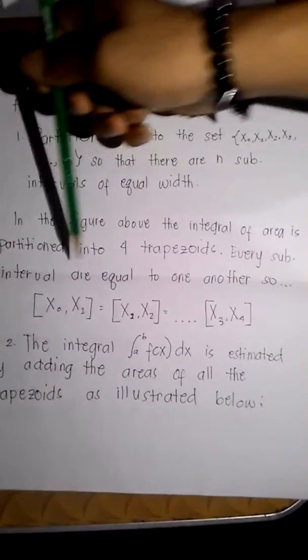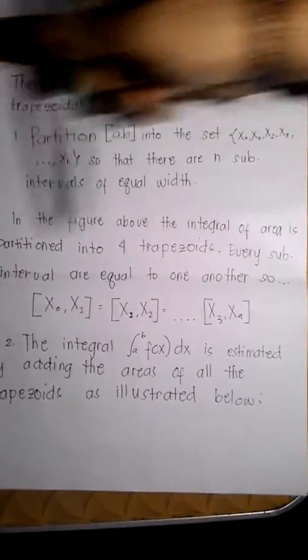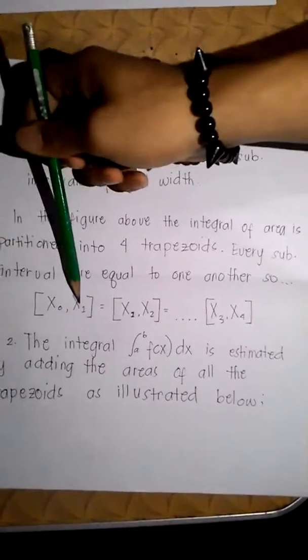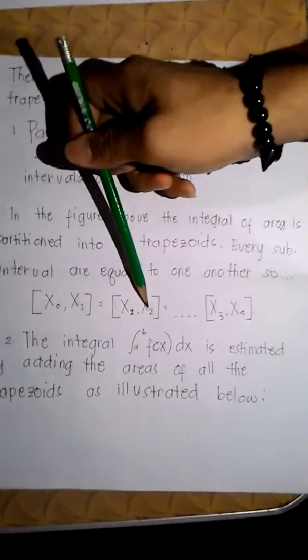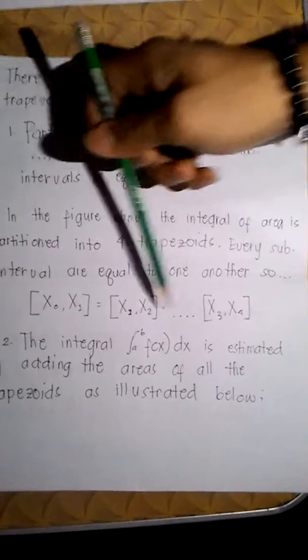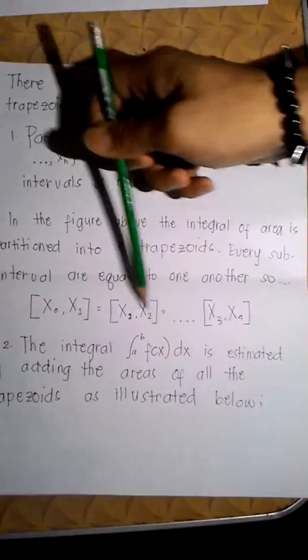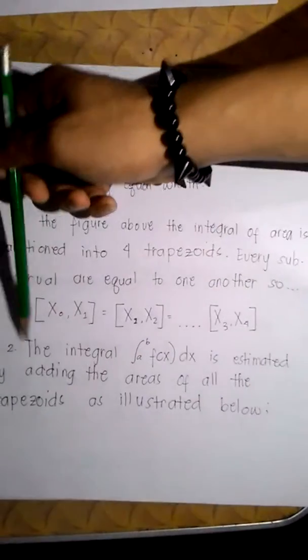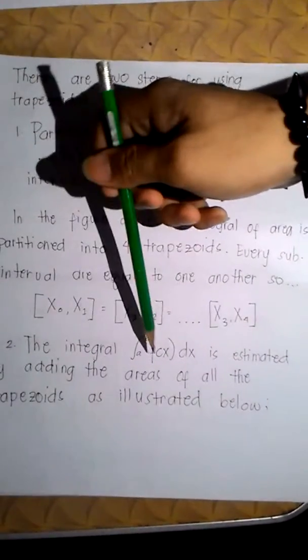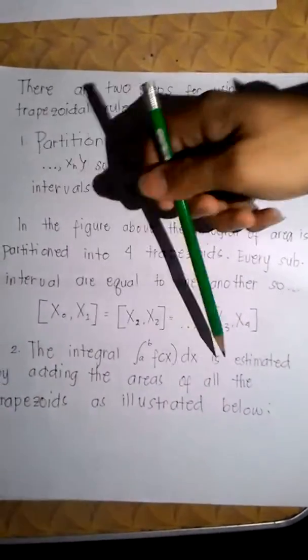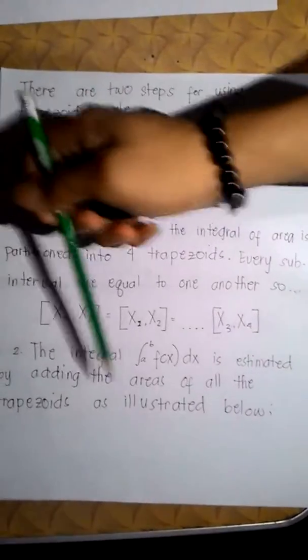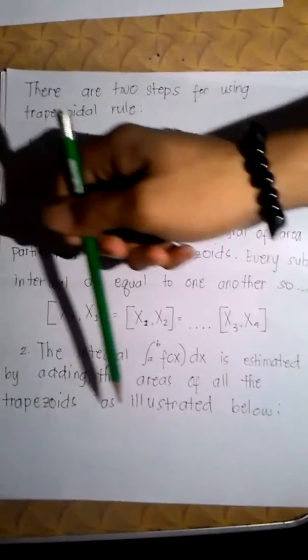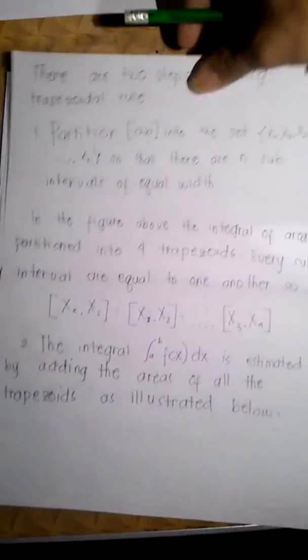Every sub-interval is equal to one another, so x sub 0 to x sub 1 is equal to x sub 1 up to x sub 2. Therefore, the interval x sub 3 to x sub 4 is also equal. The integral f of x dx from A to B is estimated by adding the areas of all the trapezoids as illustrated below.